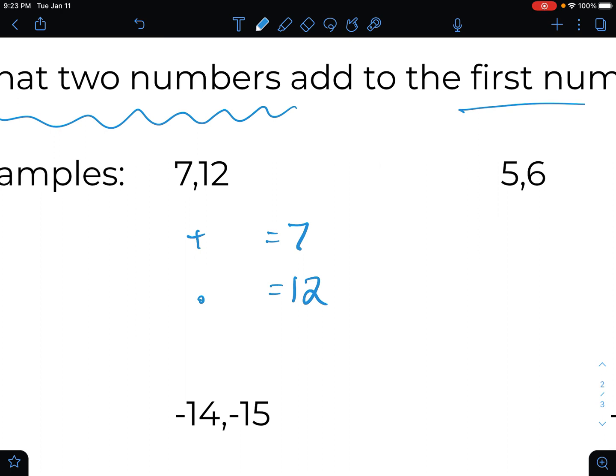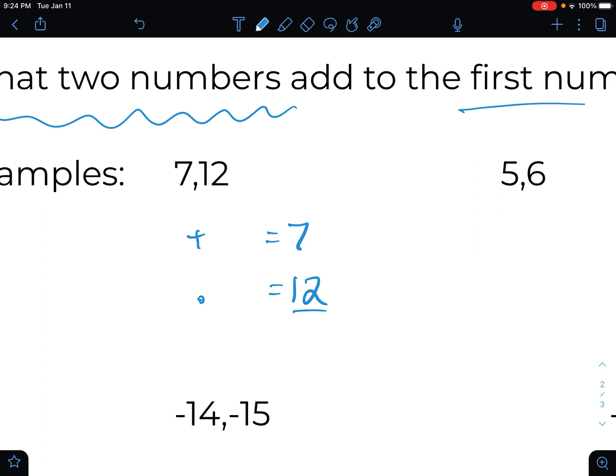If I'm looking at this, there are lots of numbers that add to 7. 1 and 6, 2 and 5. I could do negative 14 and 21, which would also add to 7. Actually, an infinite amount of numbers add to 7, which is crazy to think about. But anyway, there are only so many whole numbers that multiply to 12. So I like to think about the 12 first.